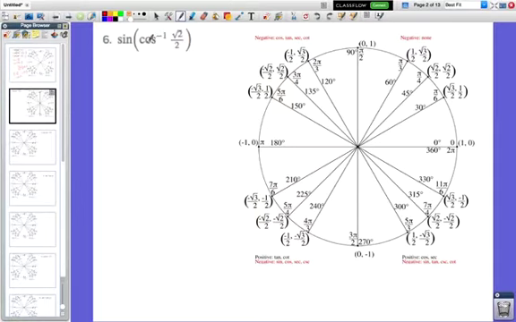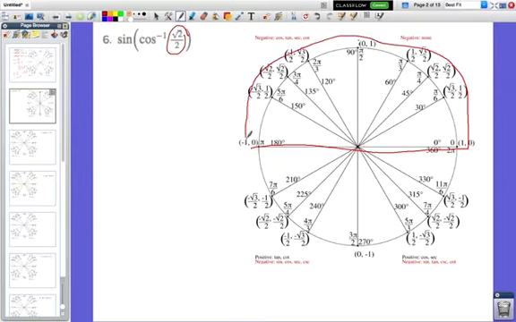So, looking at the inverse cosine of the square root of 2 over 2, what I'm going to do is remind you that inverse cosine gives all values in the top half. Those are the only ones that we're looking at. So these two, we're not going to look at them. So we're going to go to where cosine is the square root of 2 over 2.